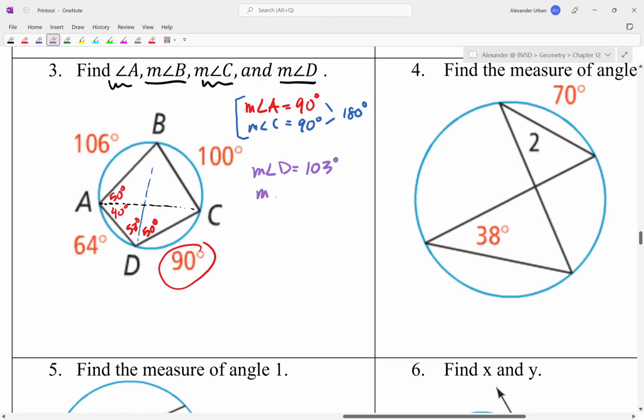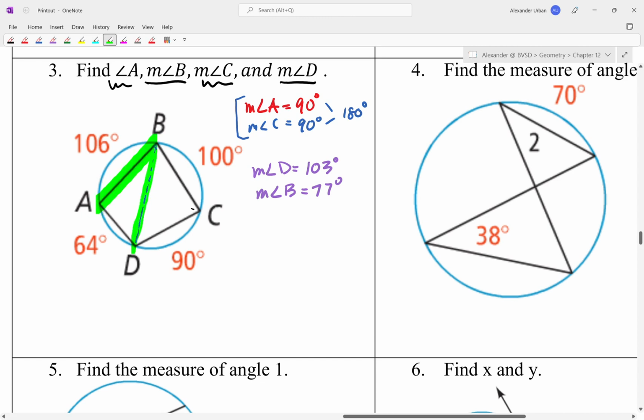This forces angle B to be 77 degrees. And let's just verify that. Let's prove that this is true. So I'm going to get rid of everything else so you can see it. I'm going to draw my line from B to D. And we're going to take a look at two different arc measures. So I'm going to go ABD.